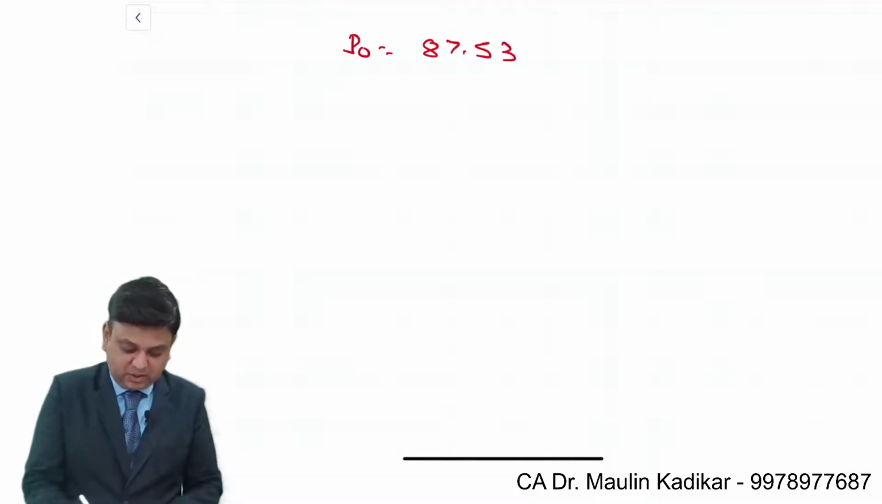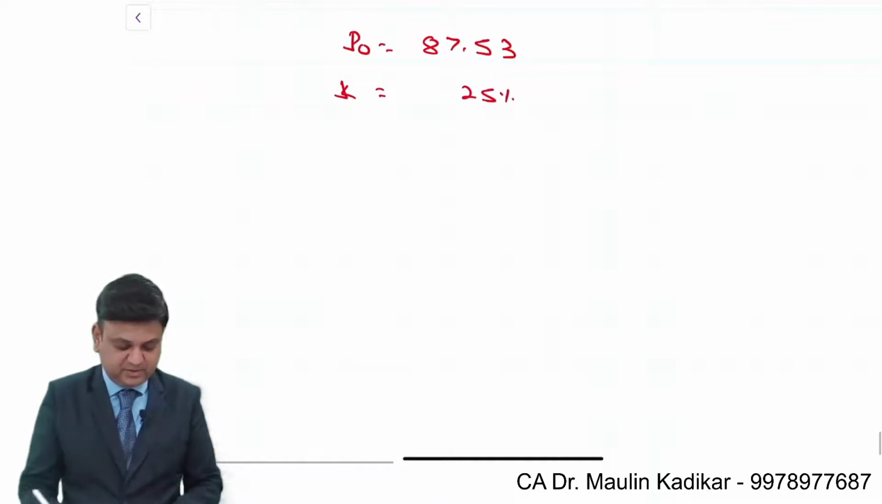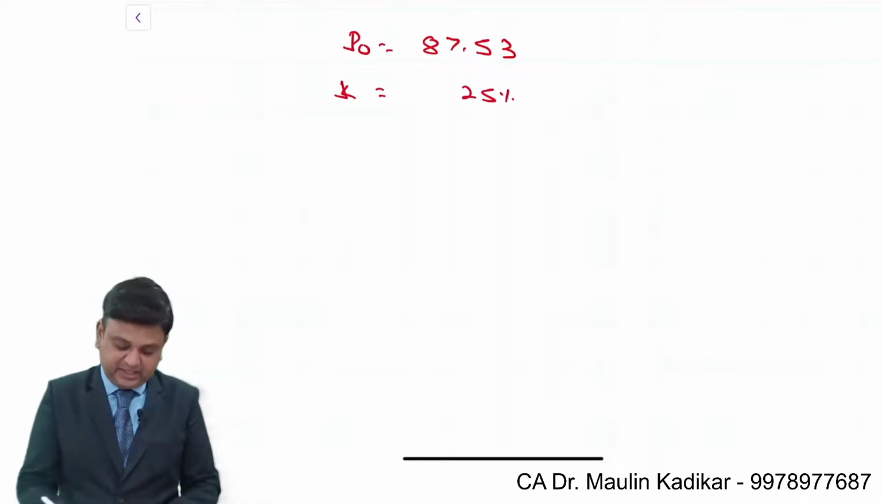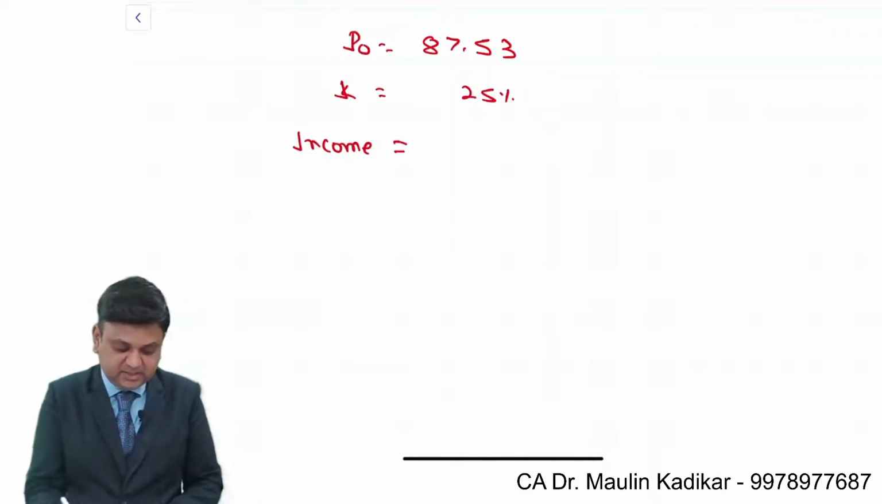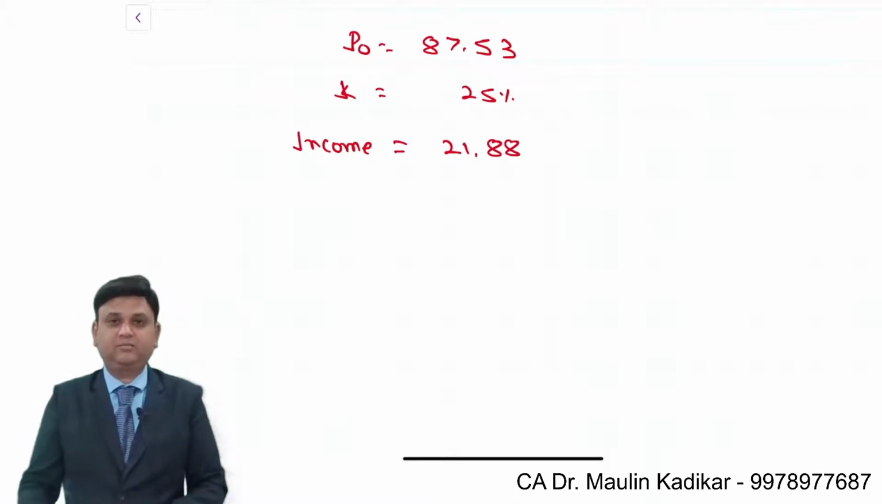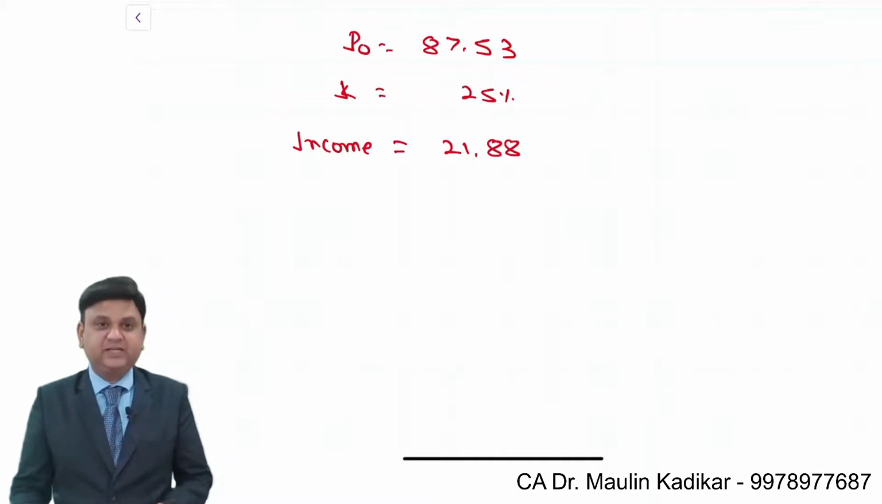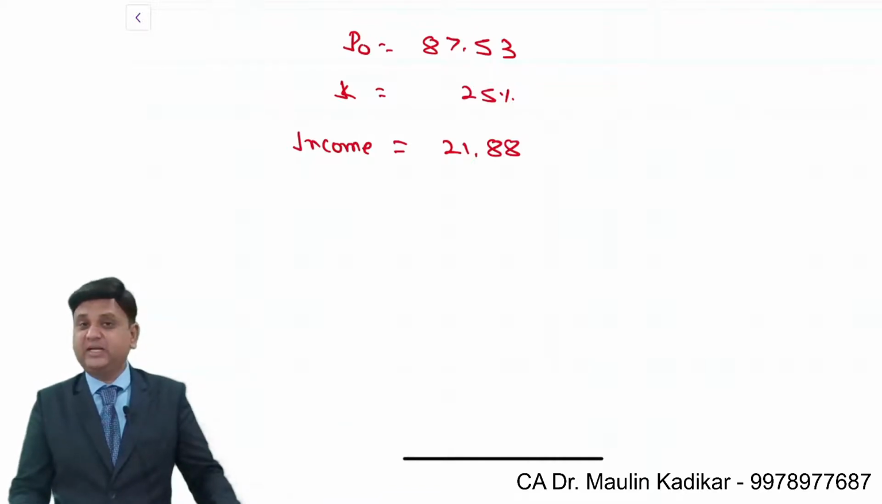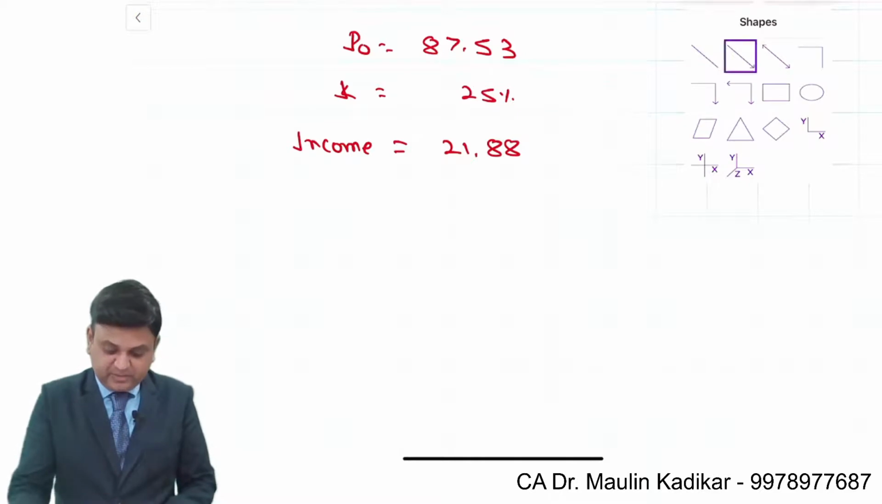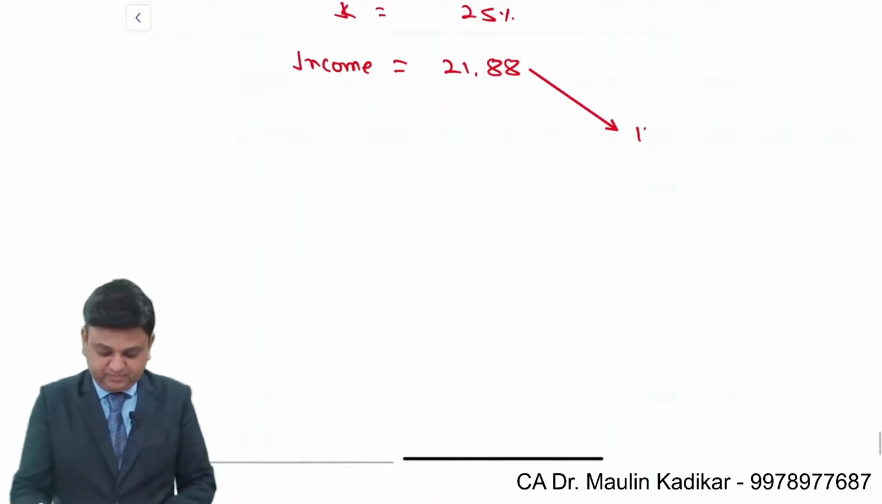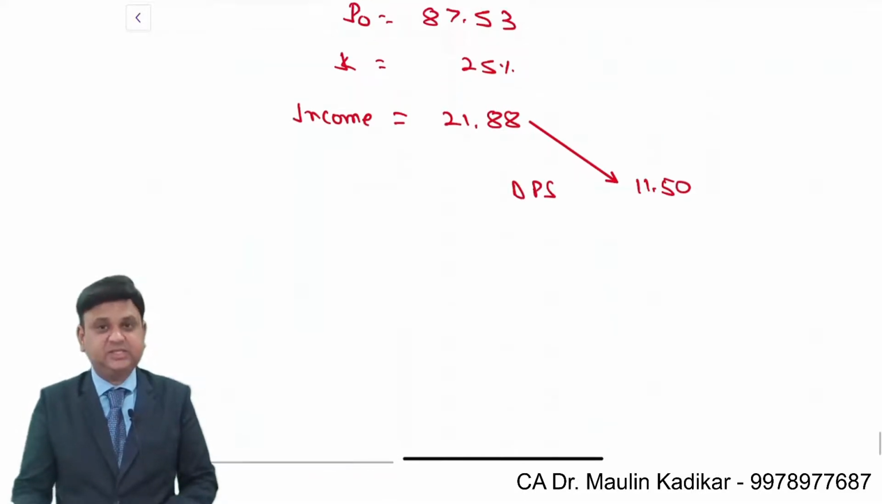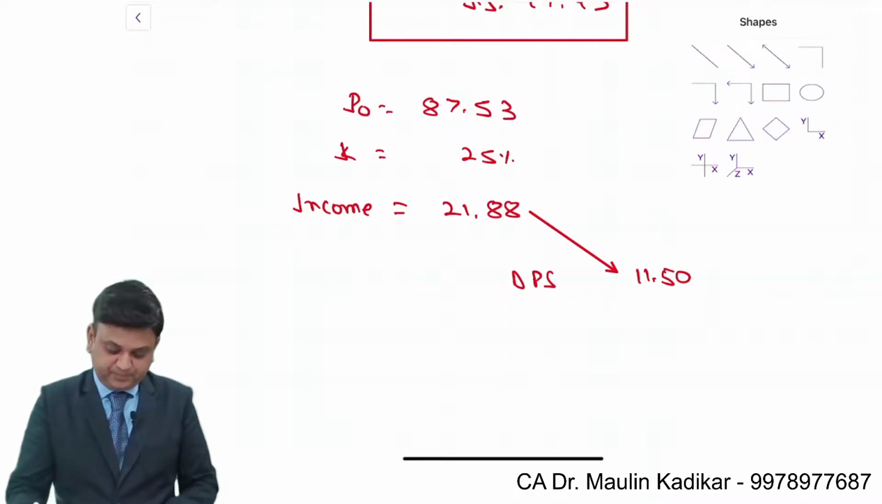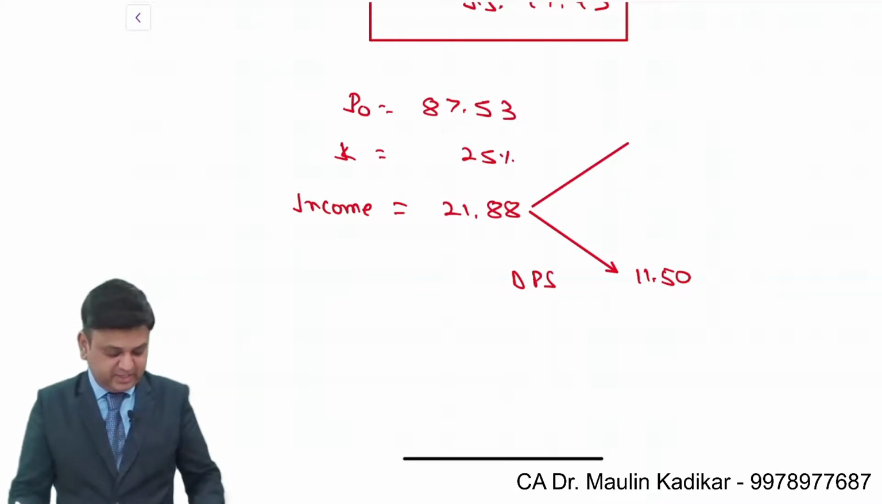On this amount he wants a return at the rate of 25%. So 25% comes to 21.88. So the overall income that he desires is 21.88. I hope that everybody is following. The price at which the investor has made the investment is 87.53. On that he is expecting a return of 25%, so the income he is expecting is 21.88. From this he is able to get the dividend income of 11.5, which is the dividend per share that he is receiving. So the remaining amount, what is the remaining amount? That is 21.88 minus 10 rupees 50 paise. I'm sorry, 11 rupees 50 paise.